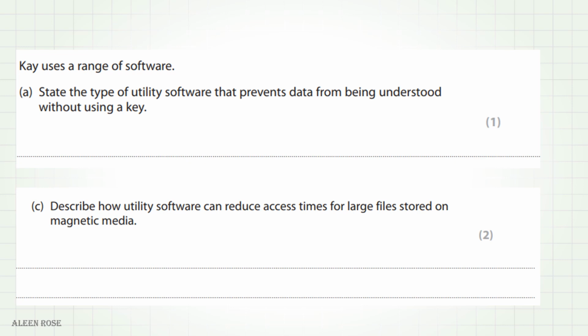How can the utility software reduce the access time, meaning make the system faster? Defragmenting the file frees up space, places the data in adjacent sectors, and reduces how many times the disk needs to spin. In these three ways, the access time is reduced and the data is accessed faster.